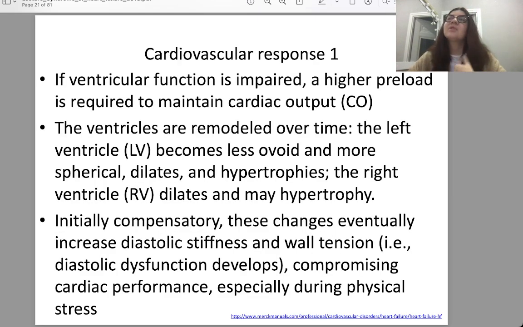And mechanisms of cardiovascular response. If ventricular function is impaired, a higher preload is required to maintain cardiac output. The ventricles are remodeled over time. The left ventricle becomes less ovoid and more spherical, dilates and hypertrophies. The right ventricle dilates and may hypertrophy. Initially compensatory, these changes eventually increase diastolic stiffness and wall tension. Diastolic dysfunction develops, compromising cardiac performance, especially during physical stress.